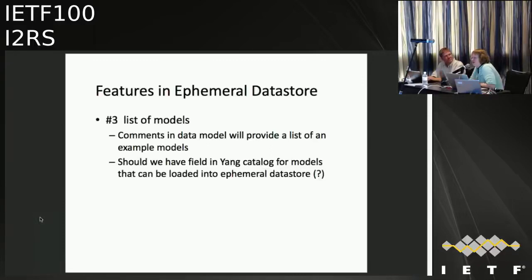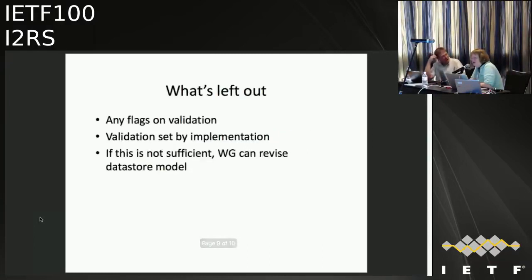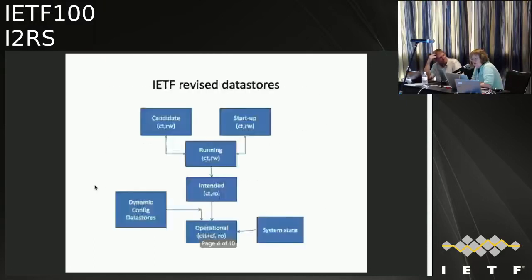And the last thing that's in the current model is very short. It looks like the revised data store example is a list of models, simply in a comment. It is anticipated you would then put comments. What's left out? Any flags on validation or validation by implementation. When I went through all the requirements in the I2RS requirements, my estimate was that the revised data store provided enough information on specifying validation. So that's all it is. It's fairly short.